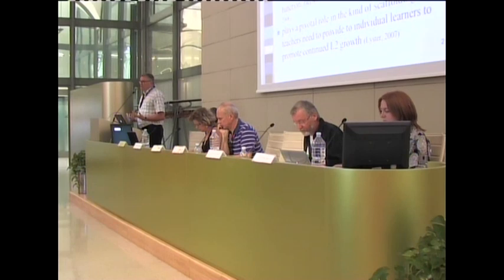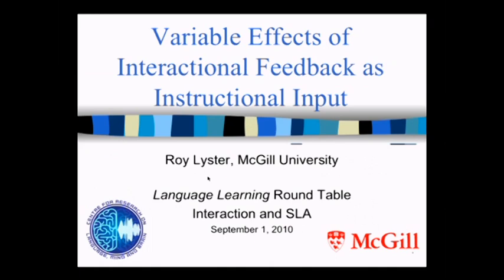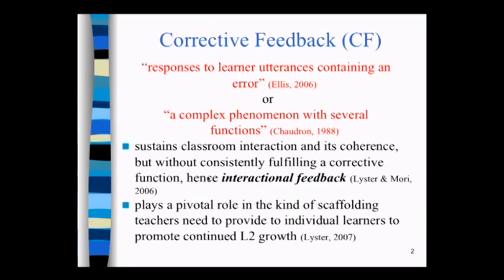My talk is about corrective feedback, and I've called it Variable Effects of Interactional Feedback as Instructional Input. And I, like others, sometimes oscillate between the term corrective feedback and instructional feedback, although I will, throughout the talk, use the term corrective feedback. But I just want to point out that the reason we often call it interactional feedback is simply that often it's not corrective in purpose. And that's one of the problems with feedback, is that teachers use it for a multiplicity of functions, and they're not all corrective in nature.